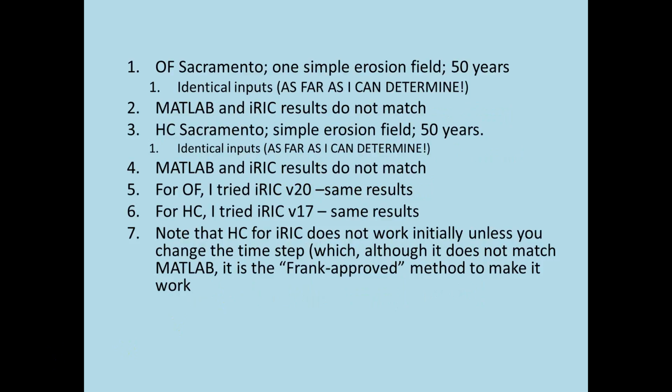This video is rather bare bones documentation of the problems. I've spent a couple of days trying to discover the source of the problem, and I've not been able to. Basically, as you see on the screen, I ran the Ord Ferry reach of the Sacramento River. I was trying to do something else but discovered it wasn't working, so I went backward and backward and backward to where I was running the bare bones, most simple run that had one erosion field, and I ran it for 50 years. I made identical inputs in both iRIC and MATLAB, and the results don't match. The actual prediction after 50 years differs, and I will show you that.